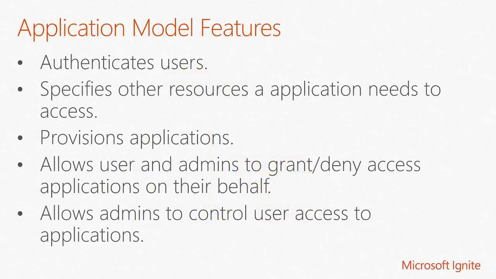So, specifically, what does the application model do? It takes authentication requests and goes to the identity store in order to authenticate. It specifies what other resources the application needs to access and what permissions need to be delegated. It allows you to provision applications, which once again can all now be done in the new portal, which is exciting. It allows users and admins to deny and grant applications on their behalf. And it allows you to control access to your own applications.